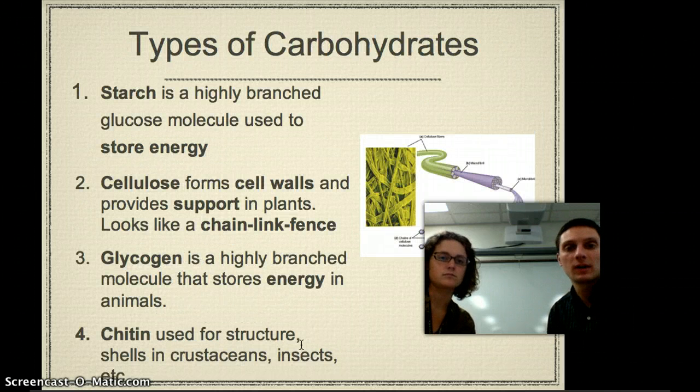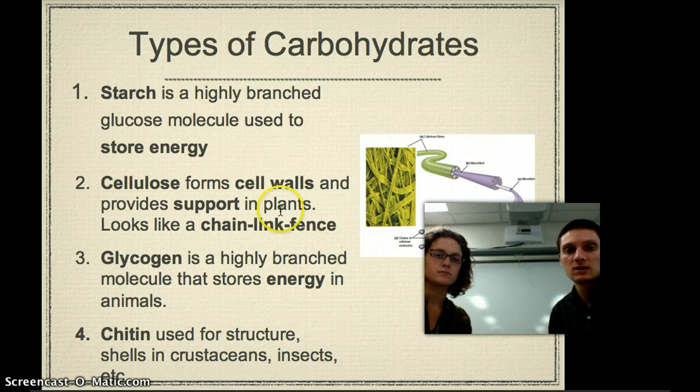And so some types of carbohydrates that are important to know. Starch is the first one, and it's a highly branched glucose molecule used to store energy. That's probably one of the primary purposes of carbohydrates, to store energy for short term. You think about athletes or long distance runners, for example, they will consume sugar packets to help give them energy while they're running or working out.